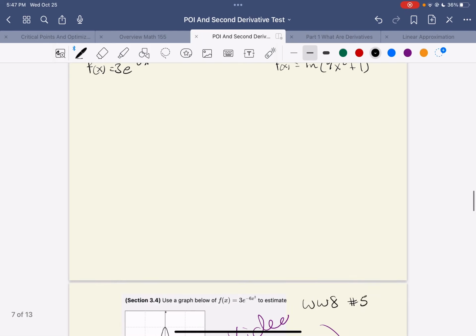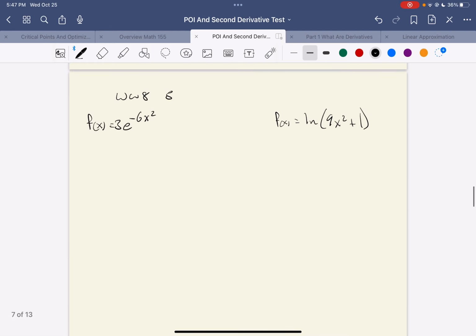All right, I have something on my screen here. There we go. Okay, so this is number 5. We need to find the points of inflection. So let's go ahead and take a derivative of f. And I'm going to call this one g, that way I can do them both and be less ambiguous. Okay, so take the derivative.